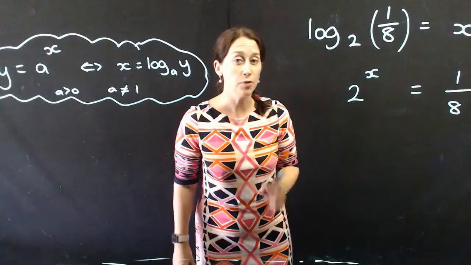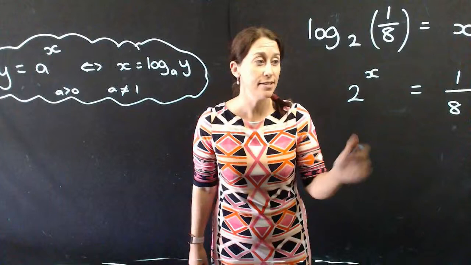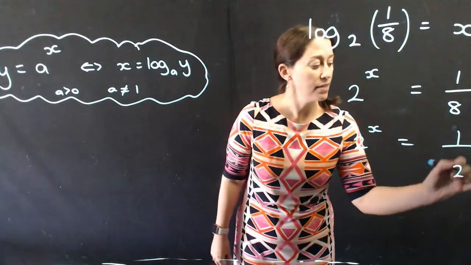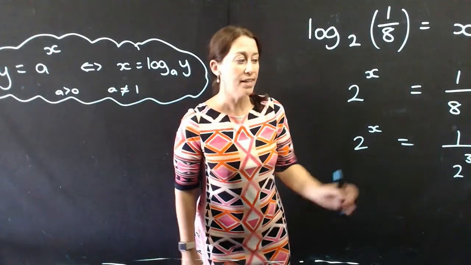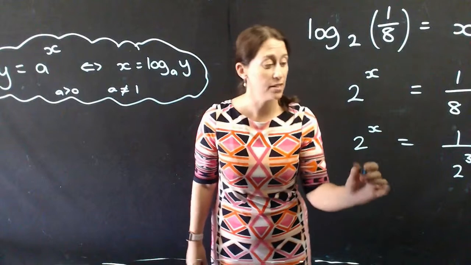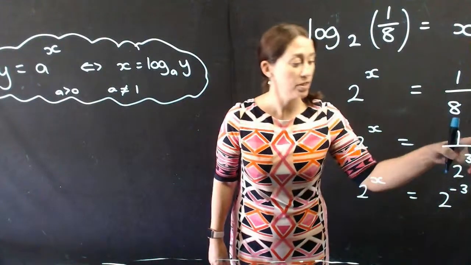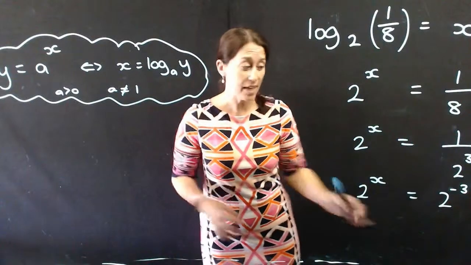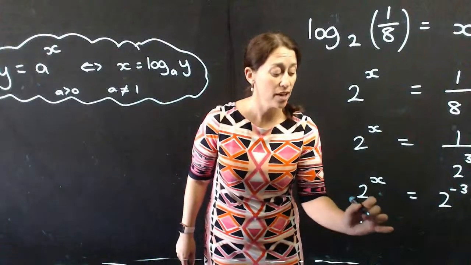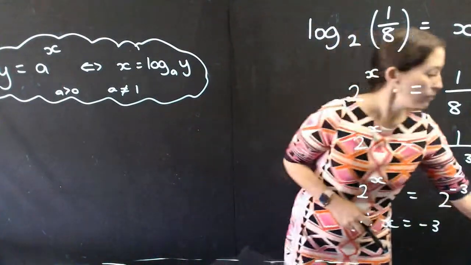Now you should know from your bases that 8 can be written as a base of 2. In fact, 8 is 2 to the power 3. So if I rewrite 8 with a different base, 2 to the power 3, I can then use my laws of indices to say that this is equivalent to 2 to the power of negative 3. So 2 to the negative 3 is equivalent to this here. Now, because the bases are now the same, I can equate the indices and say that x must equal negative 3. Let's do another one.